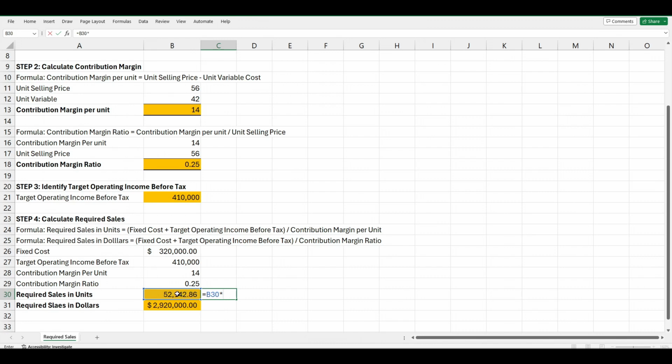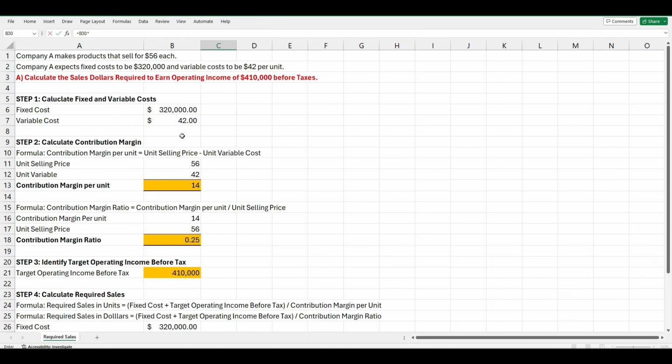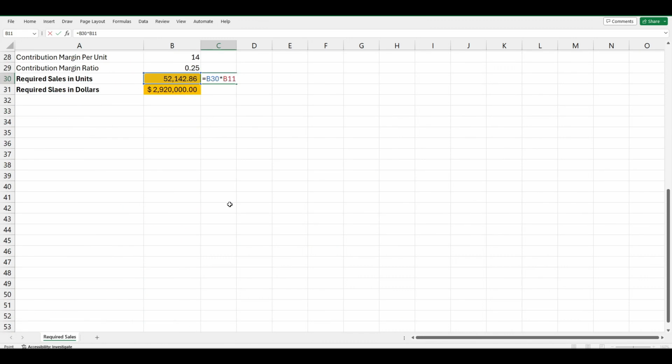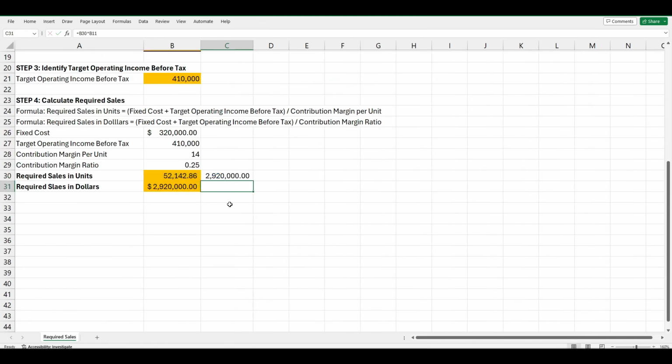So I want to do our amount of units times the amount we sell it for, which is 56. And then I just click enter, and as you can see, they equal the same thing. So if that equals the same thing, that means you know you calculated right. And that's pretty much it.